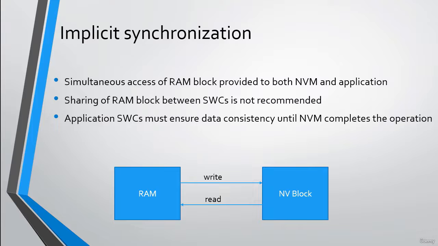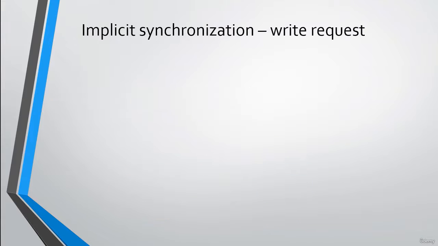Here you can see a simple diagram of how it takes place. There is the RAM and then there is the NV block. Read and write is done directly on the RAM block, and this can be done either by the application or the NVM concurrently. Let's look at the write request use case of implicit synchronization. Suppose we have a single block request that we explained before. Let's look at how the steps take place.